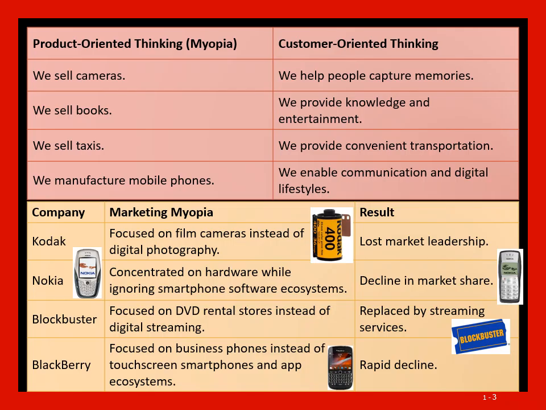Now if we relate this with customer oriented thinking, a marketer can advertise themselves like we help people capture memories. So this is how this concept could be related to customer oriented thinking instead of product oriented thinking, which is marketing myopia. Let's talk about one more example. We sell books. A marketer advertises by saying that they sell books. Relating this with customer oriented thinking, the marketer can communicate that we provide knowledge and entertainment.